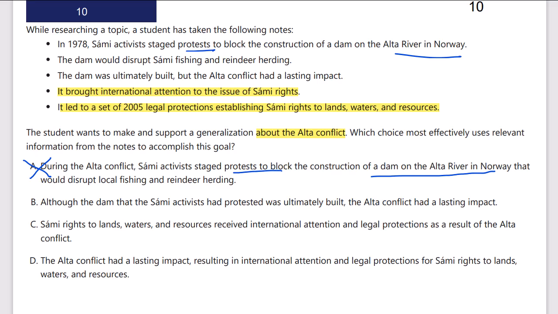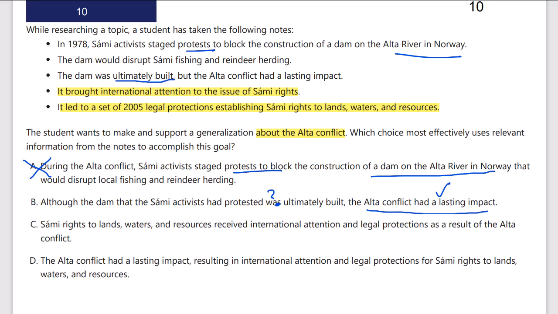Okay, this is a generalization, so it's a potentially compelling answer. Although the dam that the Sami activists had protested was ultimately built. Well, unfortunately, this is a detail or a fact or a specific of what happened. So this is going to be problematic, probably. I'm not going to cross this out yet because this is a correct generalization. So let's just hold on to this answer and move to the next.